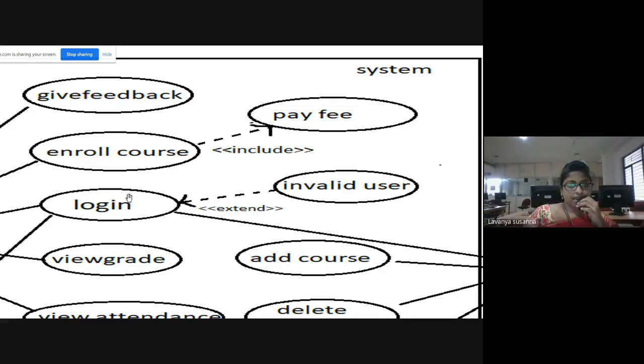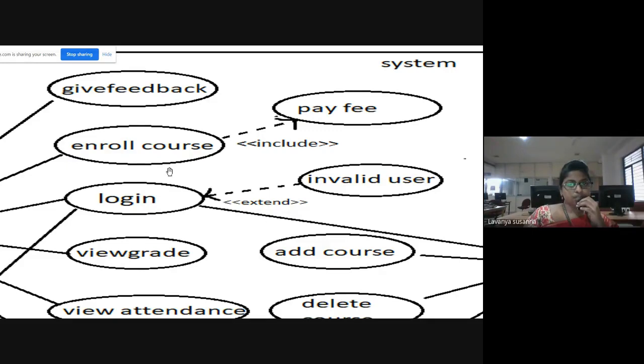So once again, see, enroll course. If you want to enroll in a course, it is compulsory to pay the fee. That means, in order to execute this functionality, it will call pay fee. The system must check whether you have paid the fees or not. Only if you pay the fee can you enroll in the course.